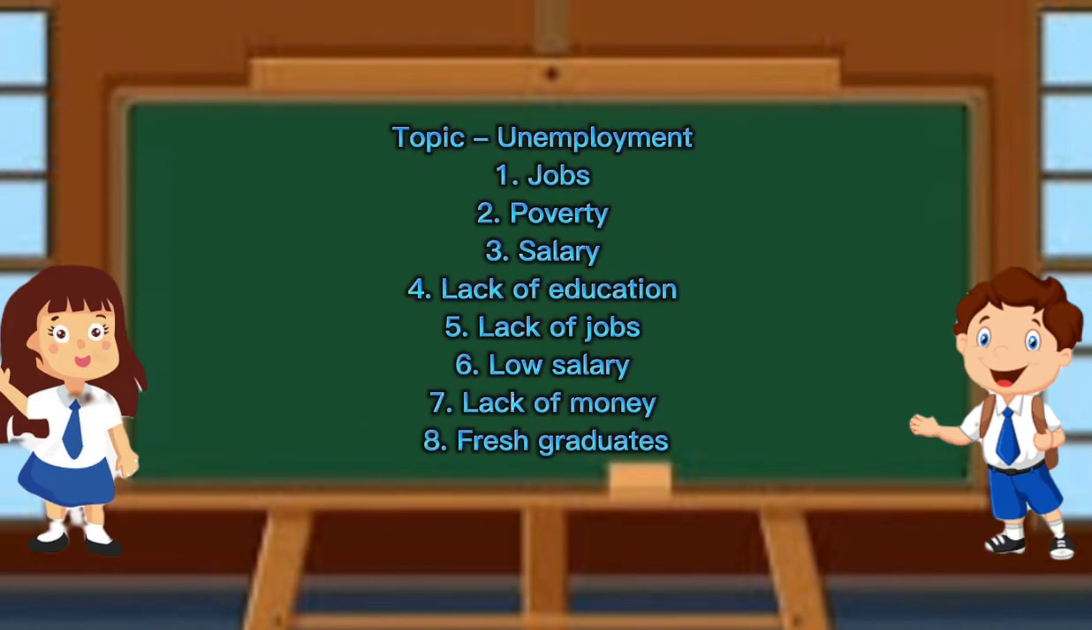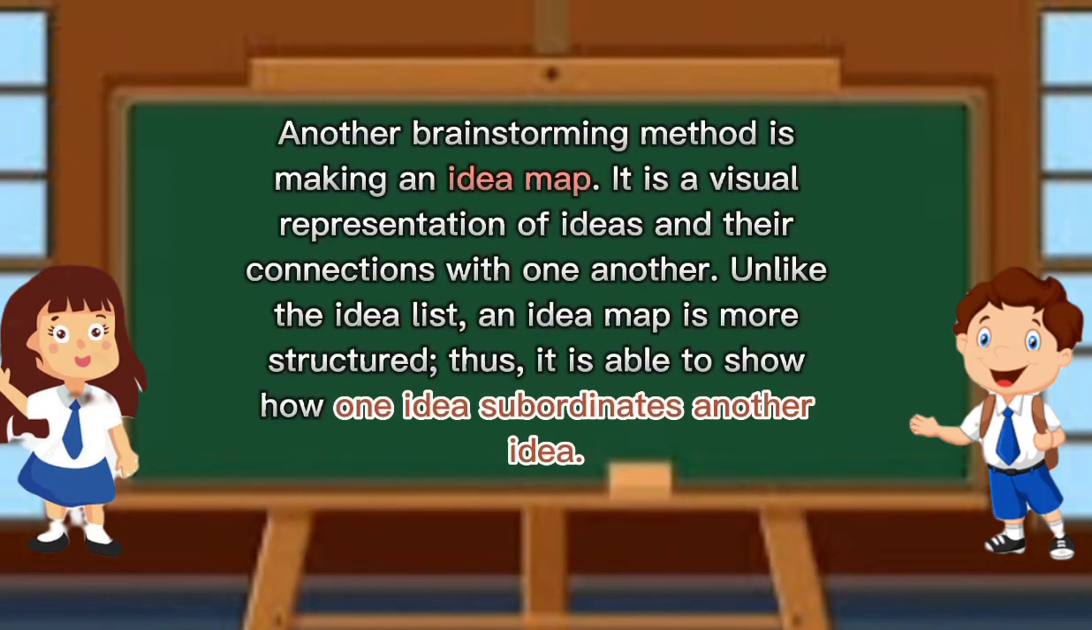Topic: unemployment. 1. Jobs. 2. Poverty. 3. Salary. 4. Lack of education. 5. Lack of jobs. 6. Low salary. 7. Lack of money. 8. Fresh graduates.